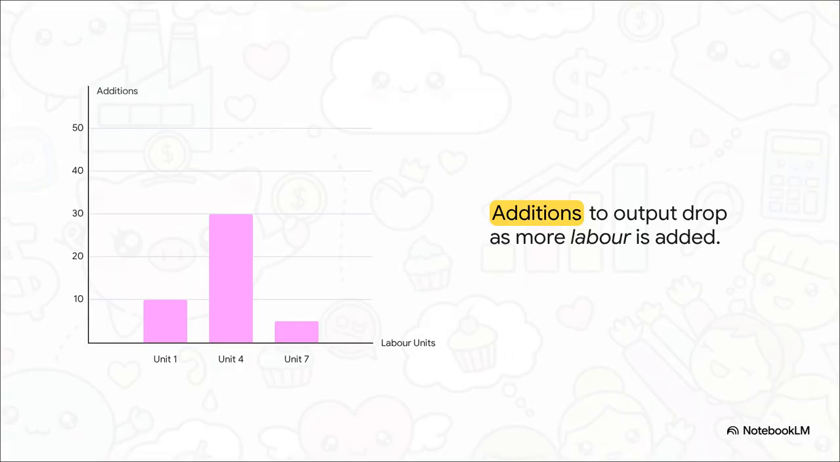Let's put some real numbers to this to see how it works. Check this out. When you hire your very first worker, they add 10 units to your output. Awesome! By the time you hire your 4th worker, they are super specialized, the line is humming, and they are adding a massive 30 units to your output. That's what we call increasing returns. But watch what happens when you cram that 8th worker onto the exact same fixed factory floor. It gets overcrowded, people are getting in each other's way, and they literally add negative 15 units. Your total output actually drops. That right there is diminishing returns in real life.